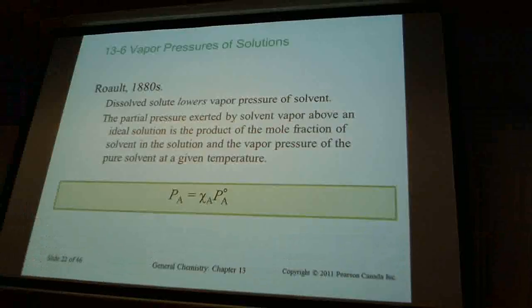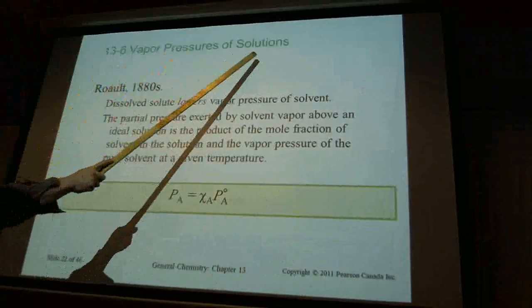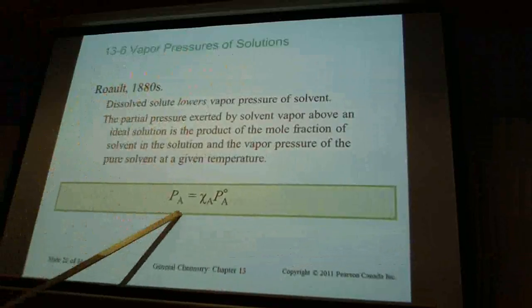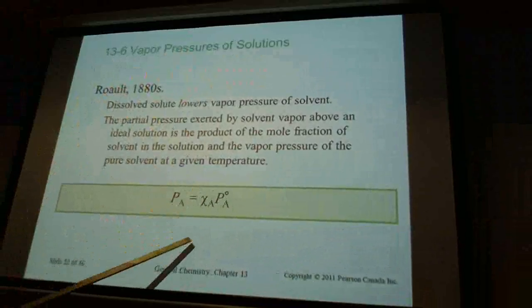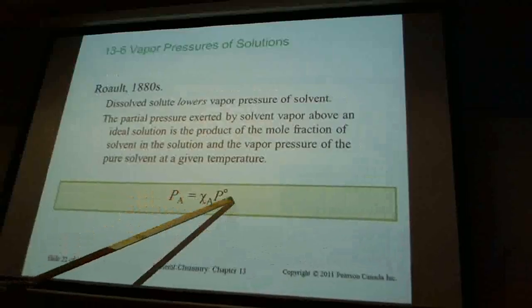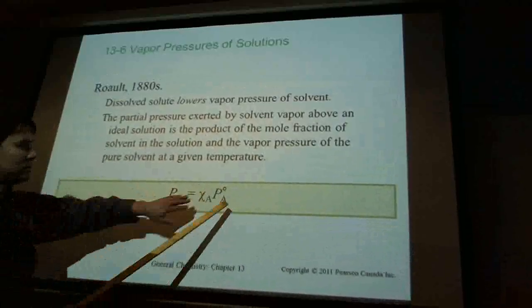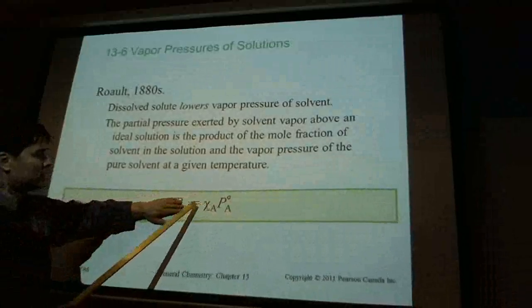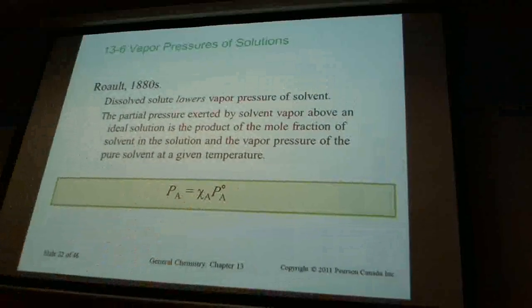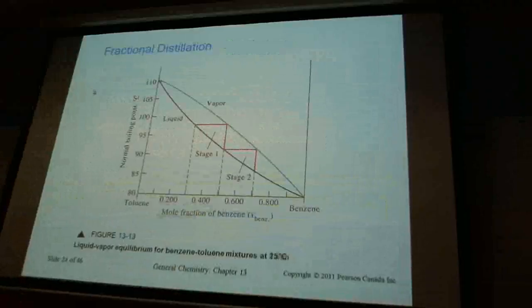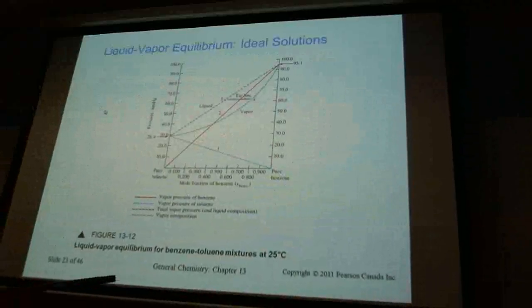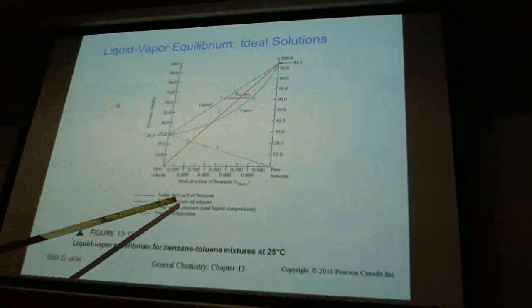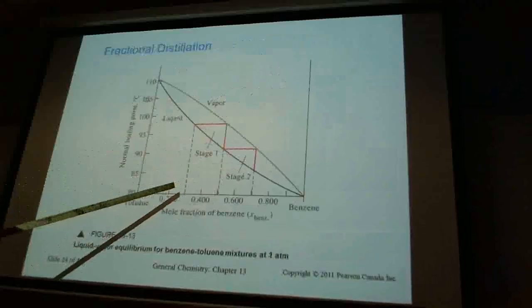All right, let's talk about vapor pressure of solutions. And we have something called Raoult's law, which tells us how the vapor pressure of solutions differs from the vapor pressure of the pure liquid. So this is the vapor pressure of the pure liquid, and this is a mole fraction. The basic point of this is when you have a solution, the vapor pressure decreases. And so we've got graphs and this kind of stuff.